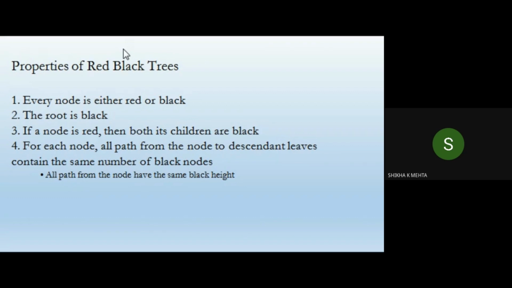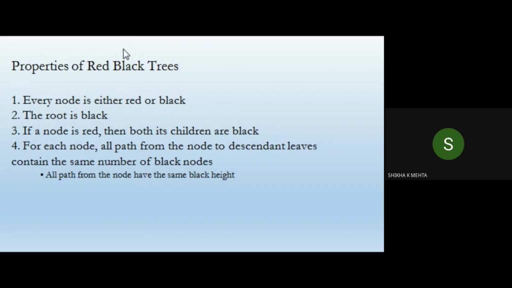So the four properties, you can note them down. You have to learn these properties by heart, so that you can do any of the operations. Even while I discuss the various operations, you should remember them, otherwise you won't be able to understand even a single concept in the red black trees. So you should know these properties by heart.